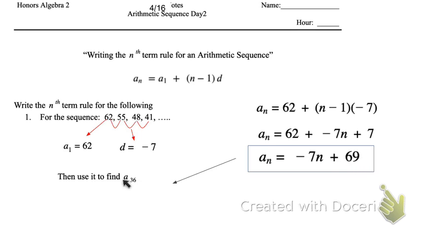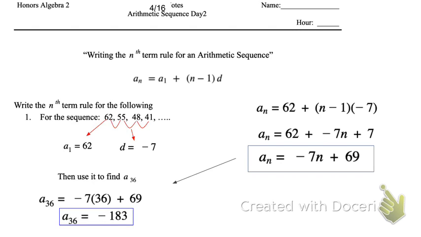So what are we going to do if we want to find the 36th number in line? Well, we're just going to take that position, that 36, and plug it in. Like that. And we solve it and we find out that we do get a negative number, like we thought we would. And we get the 36th number in line is negative 183.